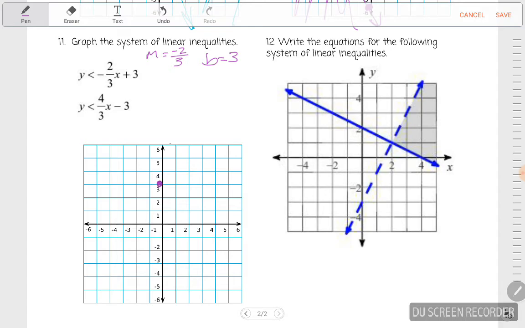So I start at positive 3. The slope says to go down 2/3, so I go down 2, to the right 1, 2, 3. Okay, I could do that again if I want a third point. I could also go backwards. Instead of going down and right, I could go up 2 and then to the left 3. So up 2 to the left 1, 2, 3. Okay, just going kind of backwards from the y-intercept.